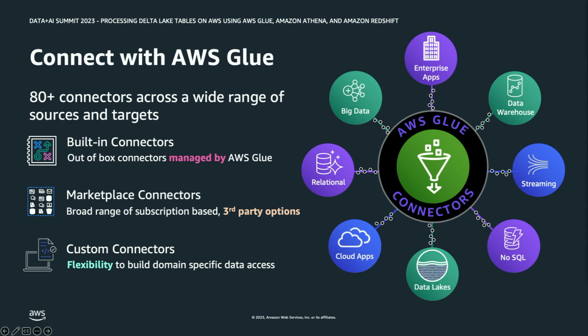Built-in connectors are out-of-the-box connectors that are managed by us, AWS Glue. They support various data sources such as JDBC, Amazon S3, RDS, DynamoDB, Aurora, and so on. Marketplace connectors are the third-party options, where you can discover a variety of connectors. And the third option is custom connectors. If you have very domain-specific use cases, you can bring your own implementation, your own library, as a connector, then use it in the visual interface.